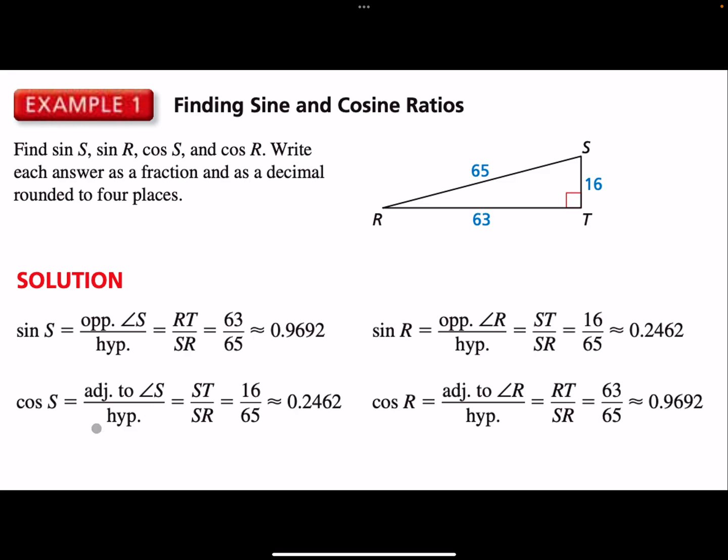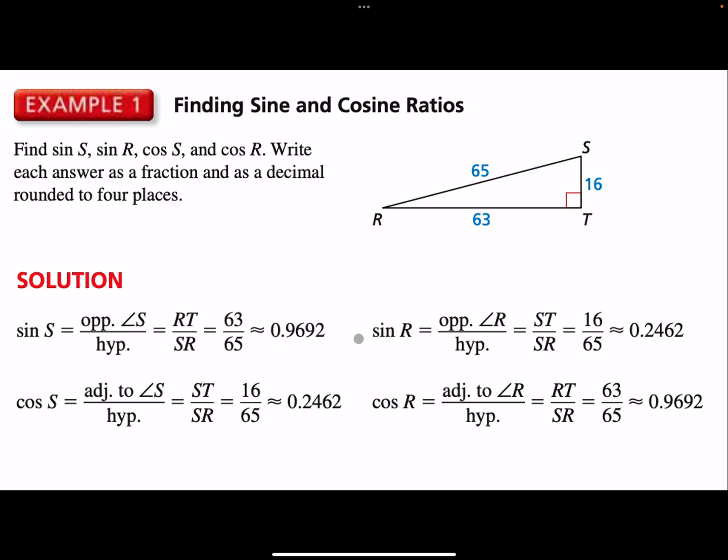So we need that in order to find the angles. Now, we're not doing that in this lesson, so don't worry about it, okay? But we use these values to figure out what these actual angles are. I don't know what R is, I don't know what S is, I just know that my ratios for the sine of S and the cosine of R are 63 over 65. I just know that my ratio of the cosine of S and the sine of R are 16 over 65.